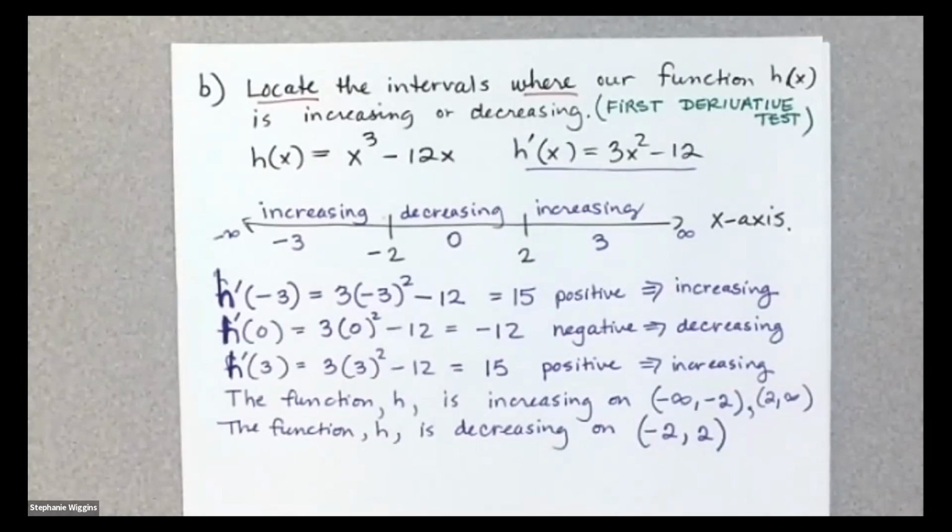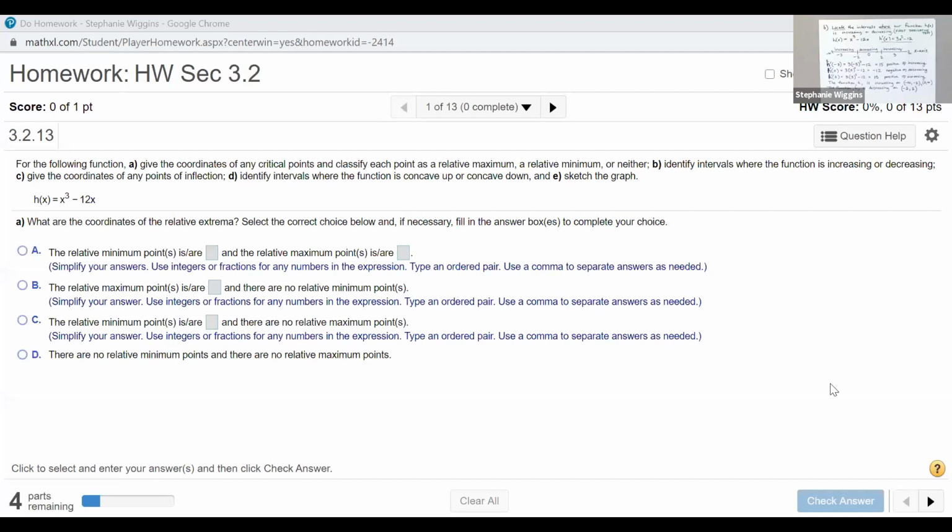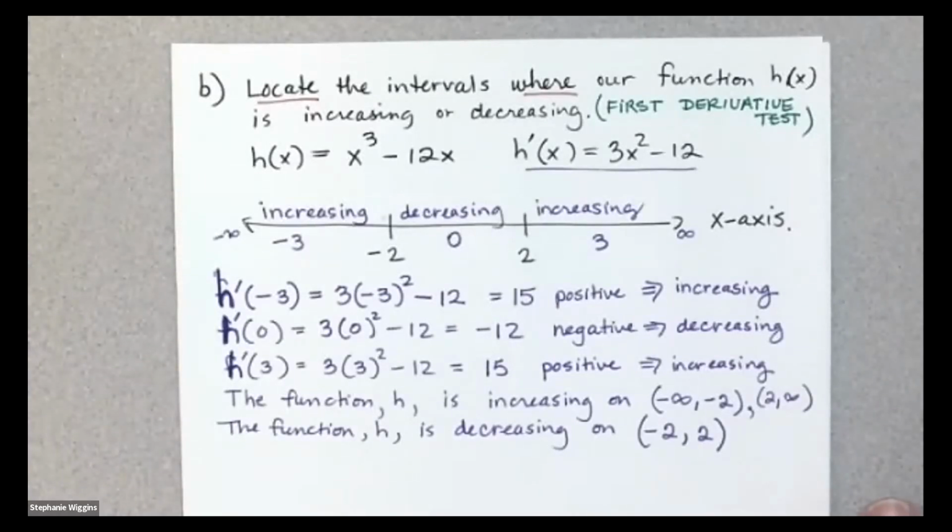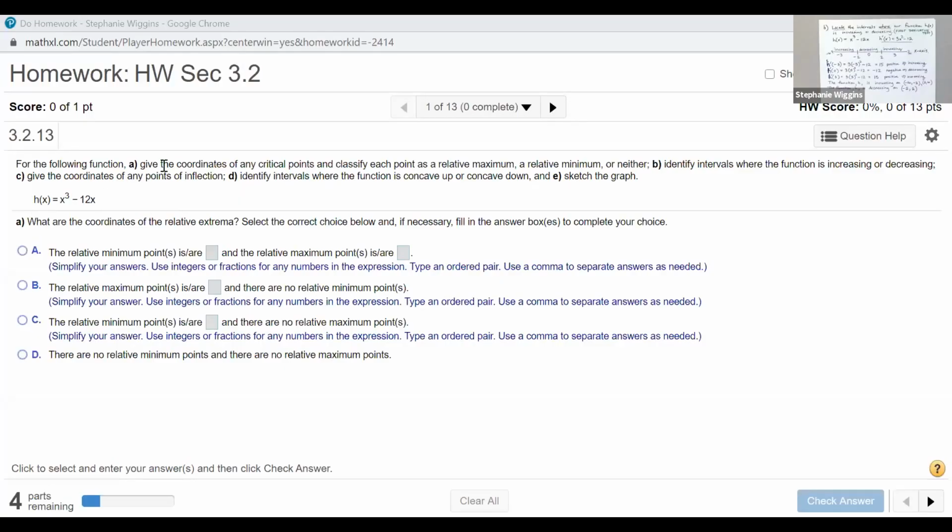So this is how you would answer the question for part B. All right, let's go back to the homework assignment. And now we're on to part C. Part C says, give the coordinates of any inflection points. So when you're looking for an inflection point, you set the second derivative equal to 0. Wait a minute, let me go back to that for a second. I want to make sure I got all of that, if there was anything else. Yeah, just the inflection points. That's all we're looking for.